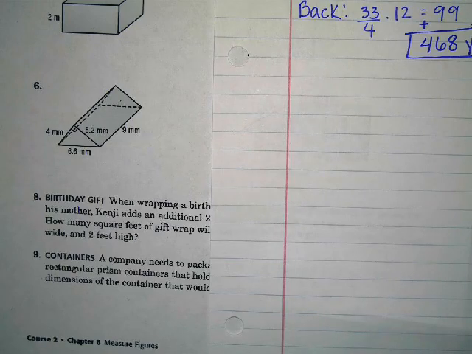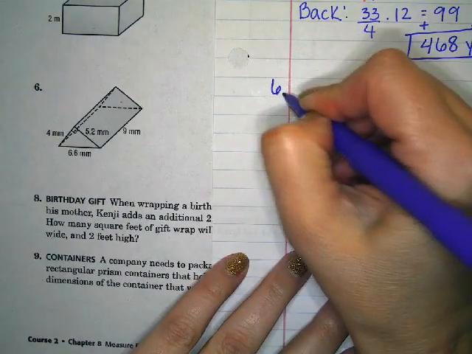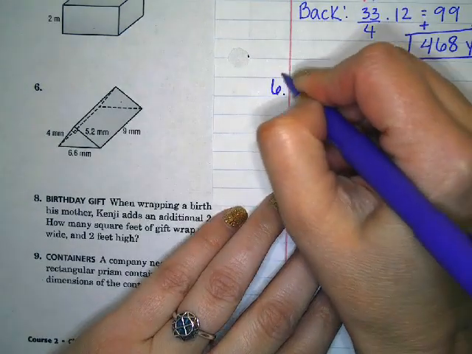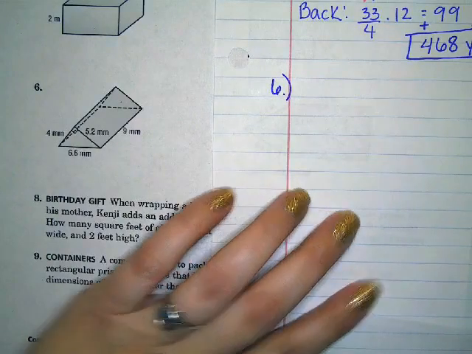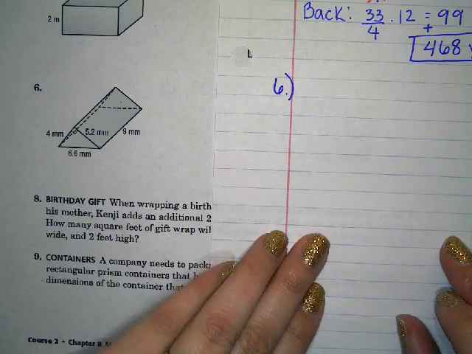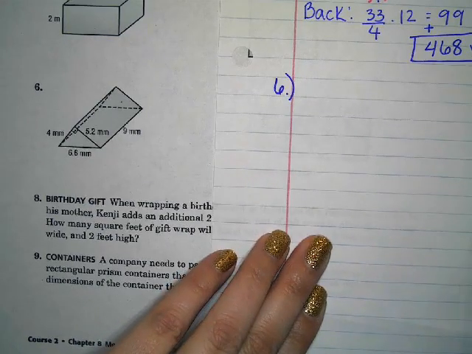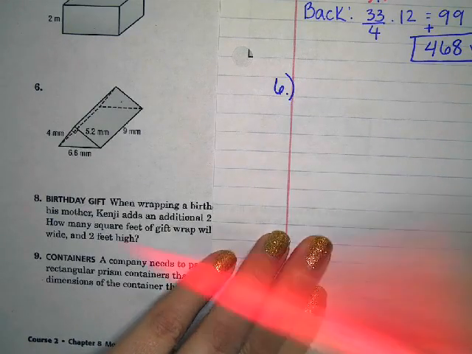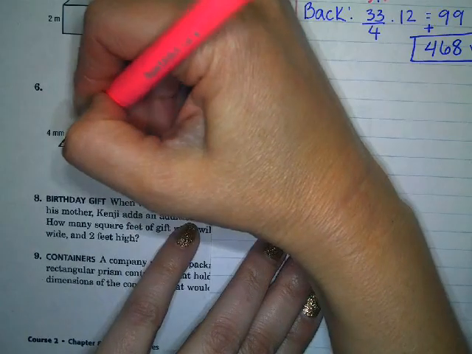Now we're going to look at number 6. Number 6 is a triangular prism, so we need to make sure that we're using our correct formulas to find area. Area of a triangle is 1/2 base times height. So again, let's identify, here is my triangle in the front.